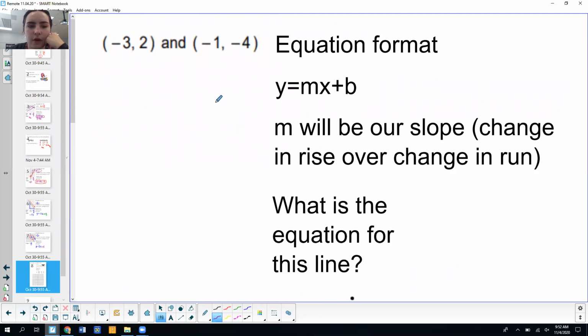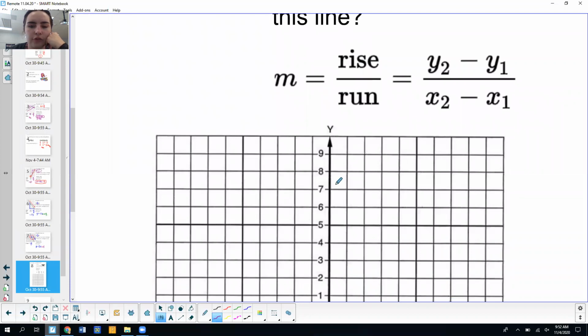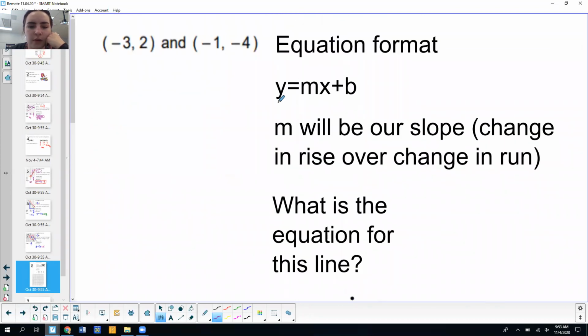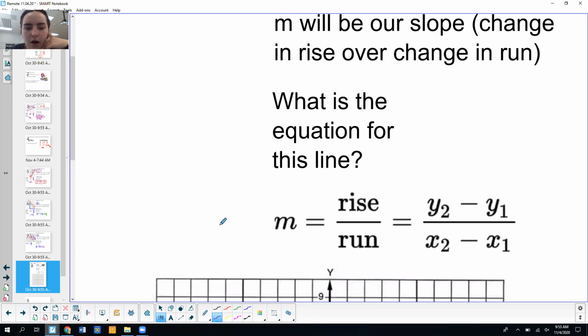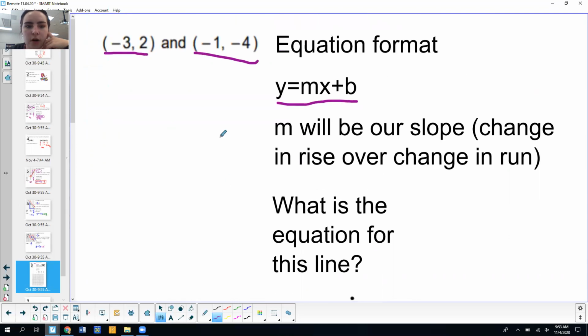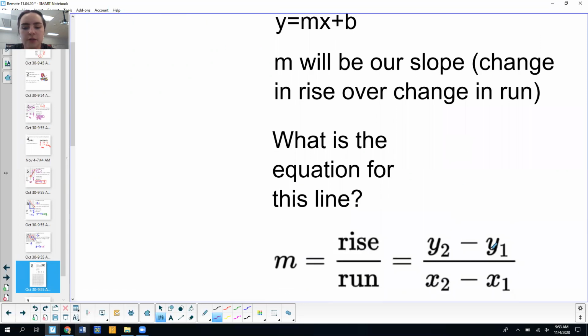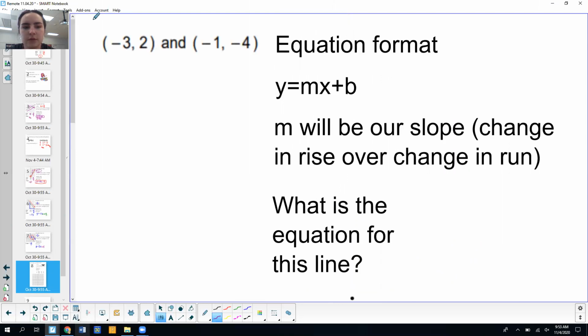All right, so for this one, we've got a lot going on that I wanted to show you. Equation format is still going to be y equals mx plus b. This time though, we've got points. So this is what we did yesterday. If you remember, to find slope from points, we take y2 minus y1 divided by x2 minus x1. I'm going to write these 2 points down, and I'm going to give you a few minutes to figure out the slope, and then we'll talk about how to put that in the equation. So go ahead and try to figure out what our slope is. Remember, y2 minus y1 divided by x2 minus x1.